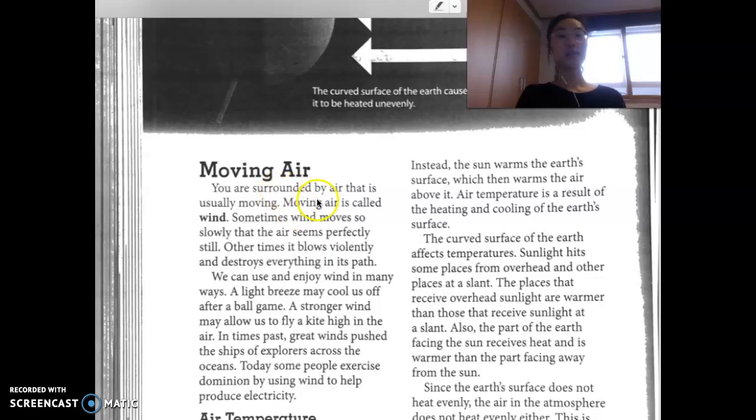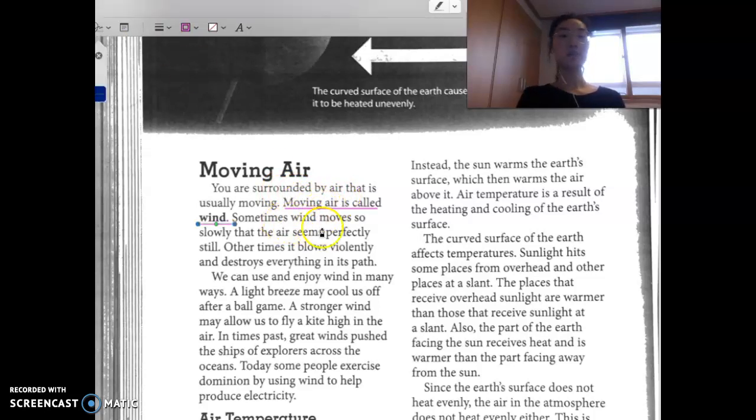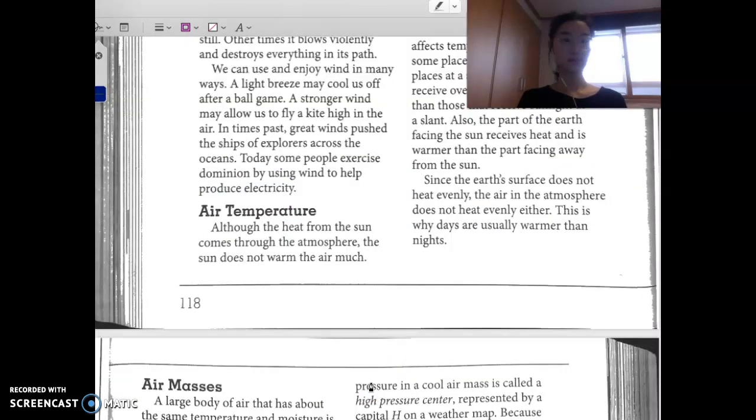Moving air. You are surrounded by air that is usually moving. Moving air is called wind. Sometimes wind moves so slowly that the air seems perfectly still. Other times, it blows violently and destroys everything in its path. We can use and enjoy wind in many ways. A light breeze may cool us off after a ball game. A stronger wind may allow us to fly a kite high in the air. In times past, great winds pushed the ships of explorers across the oceans. Today, some people exercise dominion by using wind to help produce electricity.